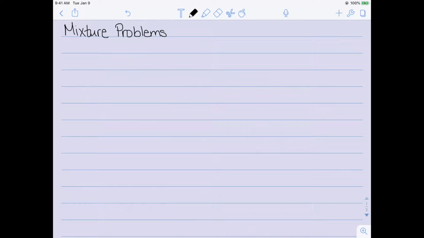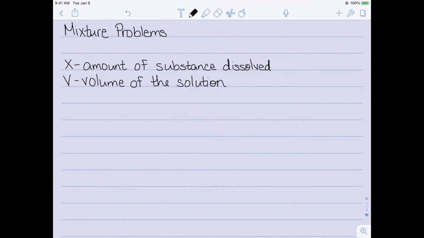For mixture problems, there's three real things that we need to deal with. The first thing, which we'll denote by X, is the amount of substance that we have dissolved. V is the volume of the solution, so the total amount of solution that we have. And C is the concentration of the substance. So let's see how these are related.